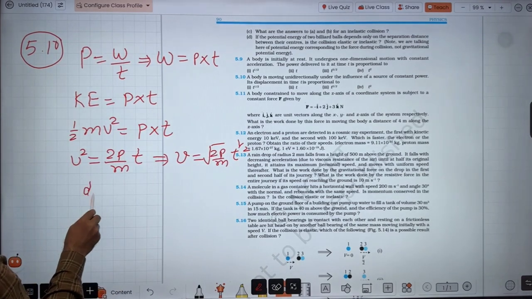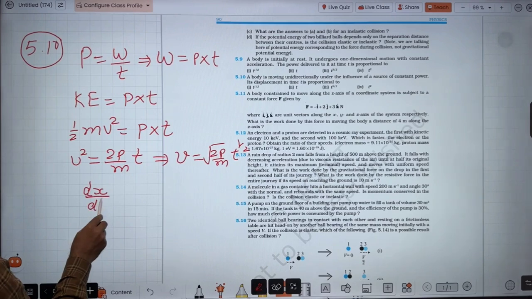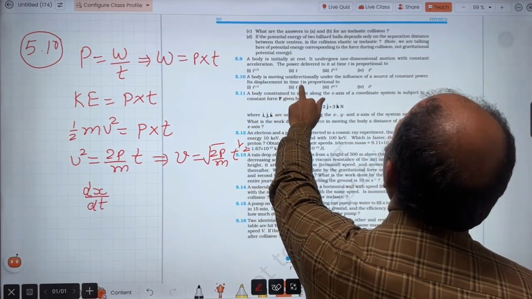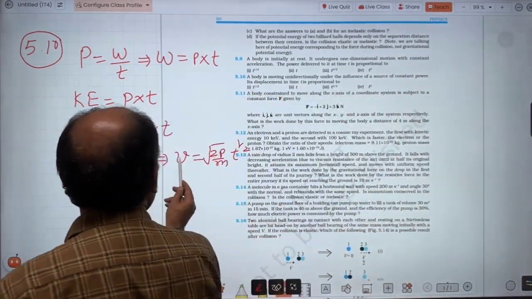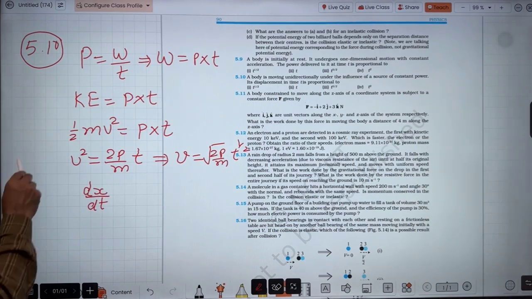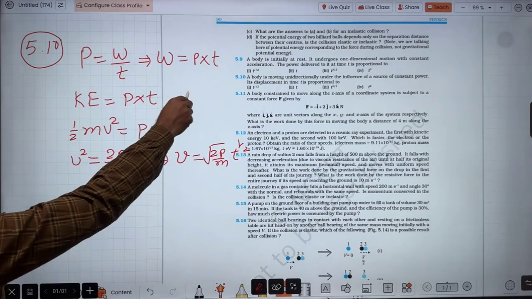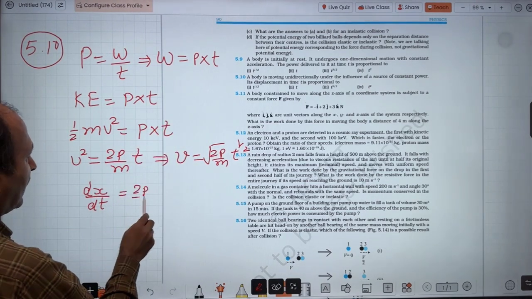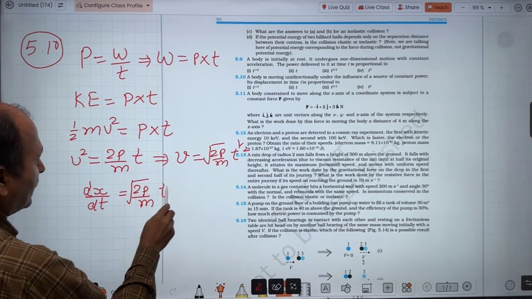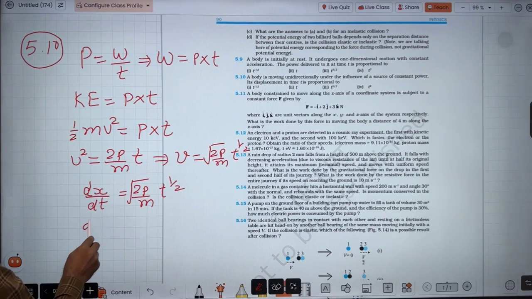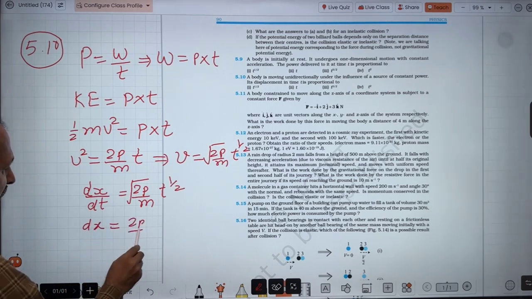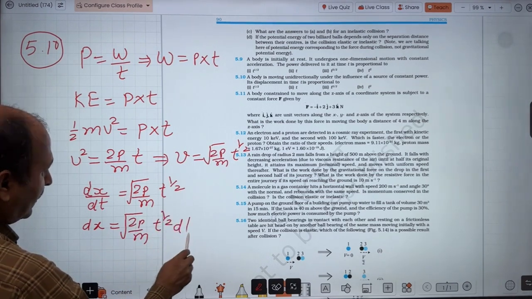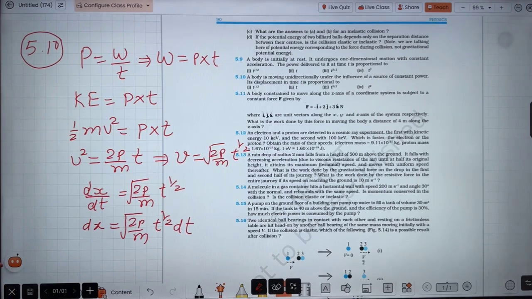We can write v as dx upon dt. Here in our question it is given that its displacement in time t is proportional to. So velocity is dx upon dt. If you remember, if you differentiate displacement once, it gives velocity. So dx upon dt equal to square root of 2p upon m into t power half, or dx equal to square root of 2p upon m, t power half dt. Up to here I think there is no doubt.